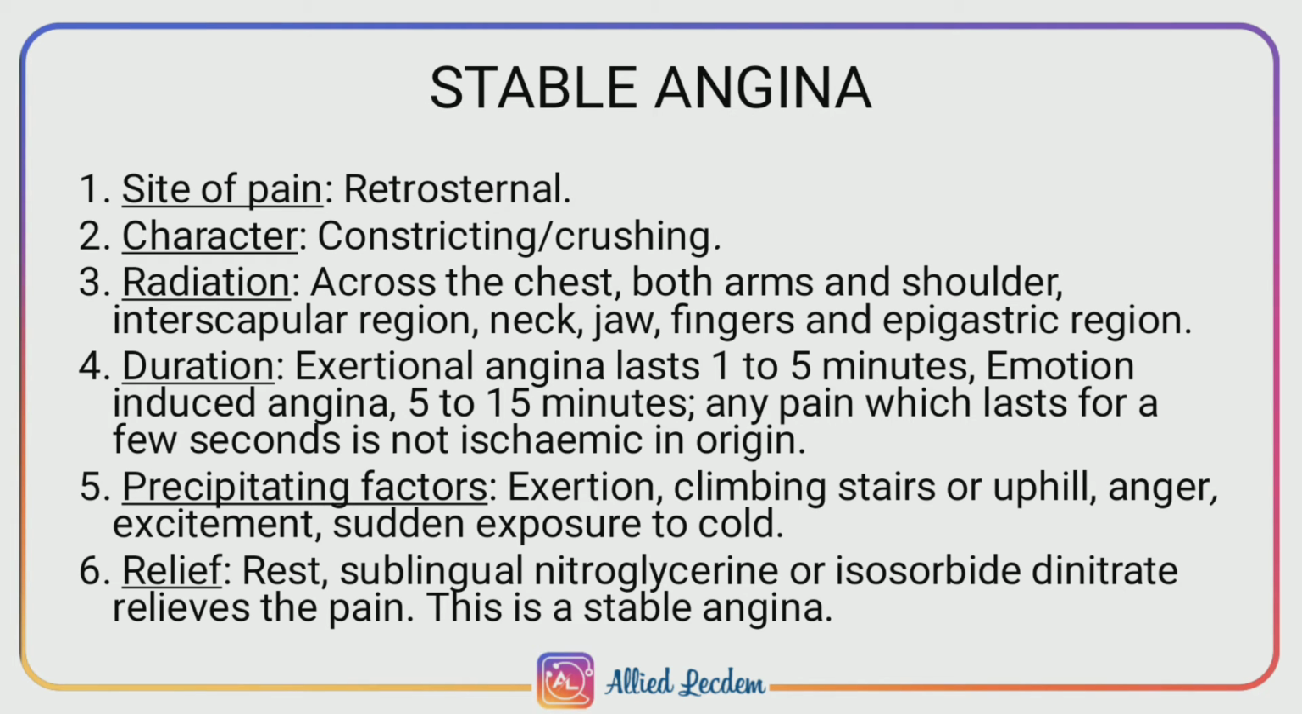Stable angina. The site of pain will be retrosternal. Character will be constricting or crushing type. The radiation will be across the chest, both arms and the shoulder, interscapular region, neck, jaw, fingers, and epigastric region.